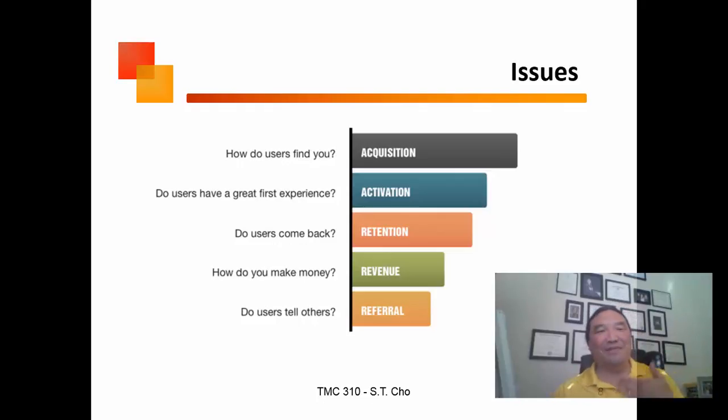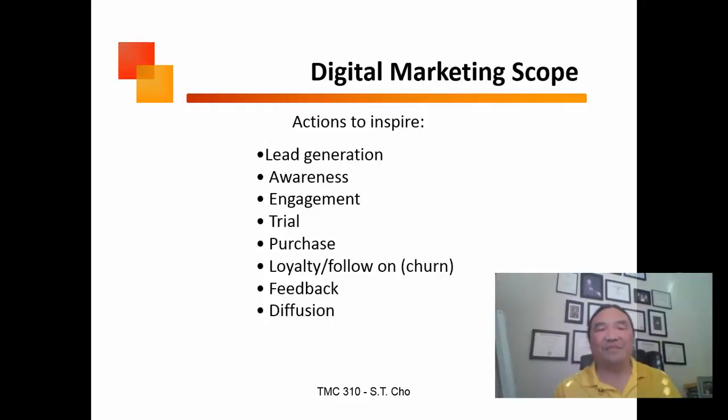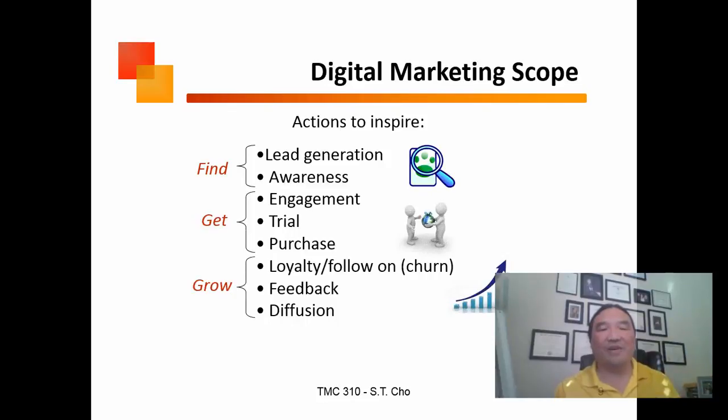By sending people they already think have an issue, they targeted your customer for you, and it's personalized. It's personalized because this person knows this person, and they're the ones doing the communication, not you. And so these are the primary issues that you're concerned with in digital marketing. In terms of scope, your actions inspire the final things, which again goes down to the journey of find, get, and grow.